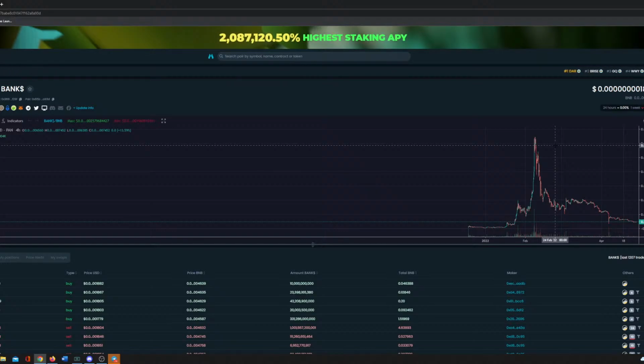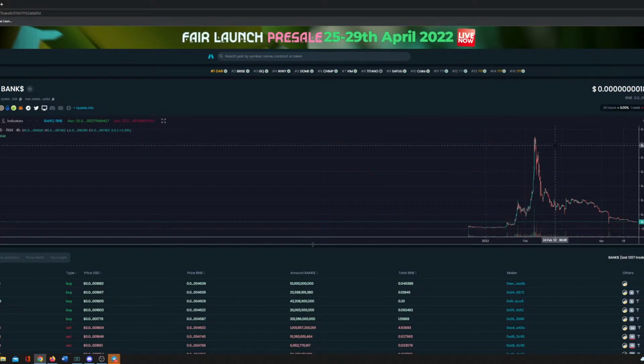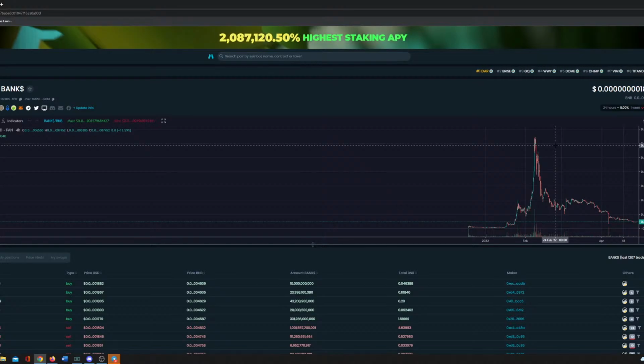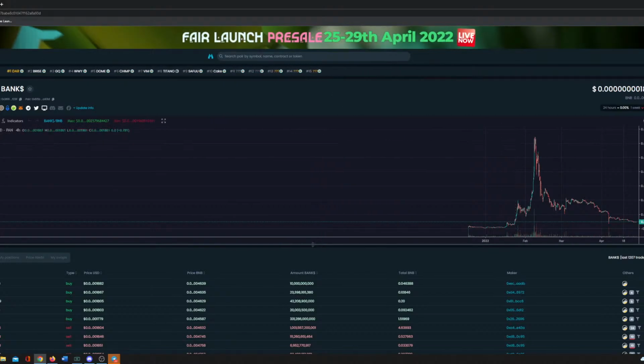Another thing, because I also got this question plenty of times already. Yes, you can store your banks on a Ledger. You won't see them on Ledger Live, because Ledger Live is only allowing very, very big projects on there. But you can connect your Ledger to, for example, MetaMask, and then you are able to just use it as a normal wallet, and you will still receive all your reflections there. Just as a quick side fact here.